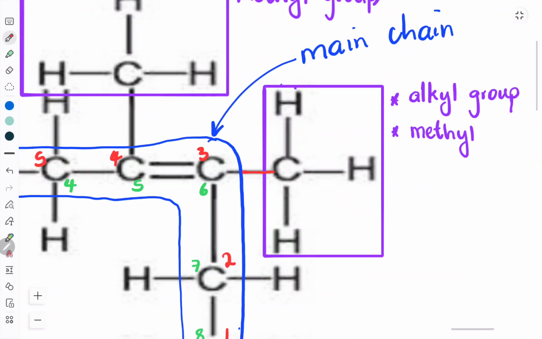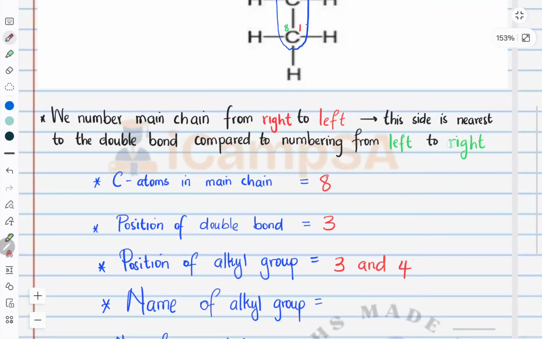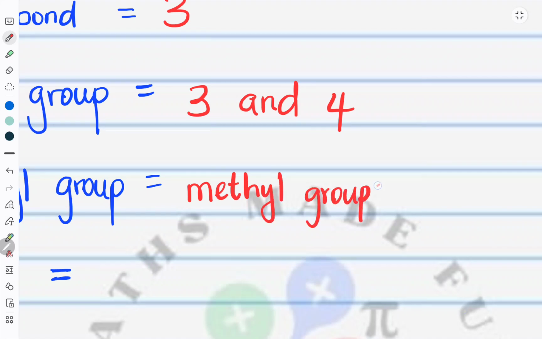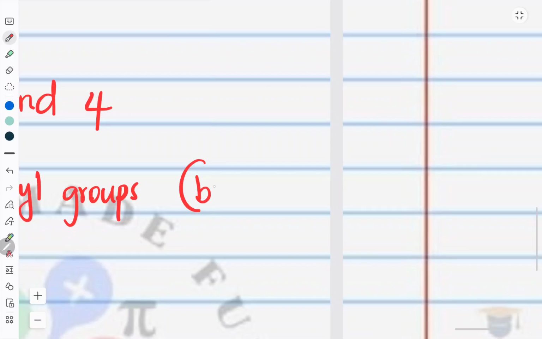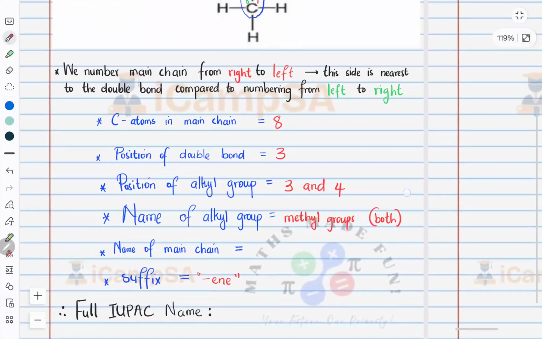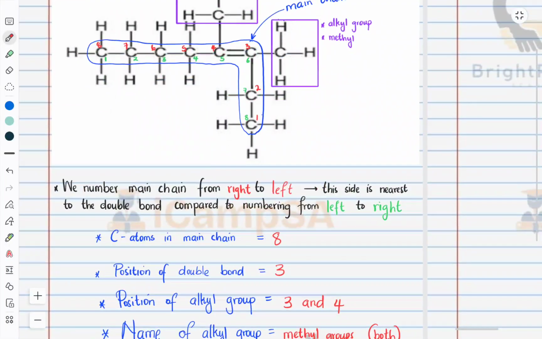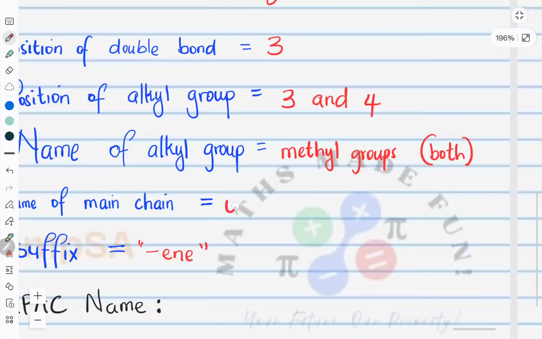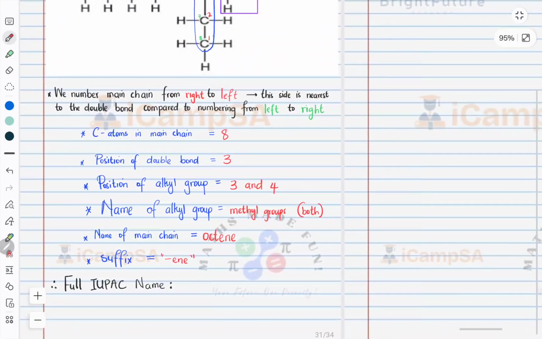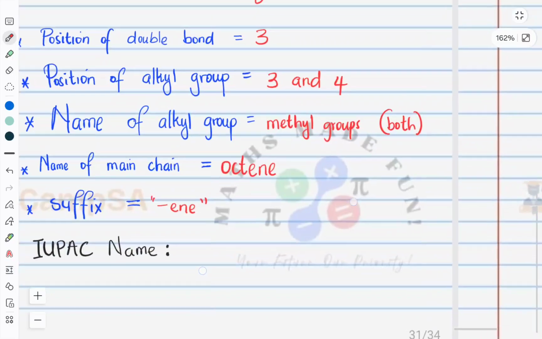All right, now the name of the alkyl group, they are both methyl groups. Both of them. And then name of the main chain, since it has 8 carbon atoms, remember it would be octene from our nice table that we did earlier on. All right, so from here now we can then start putting the name together.